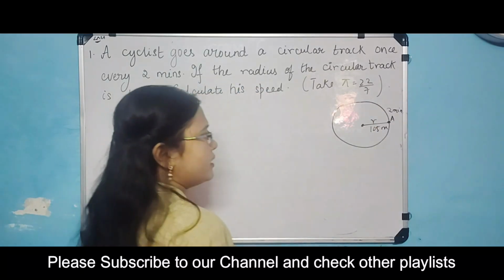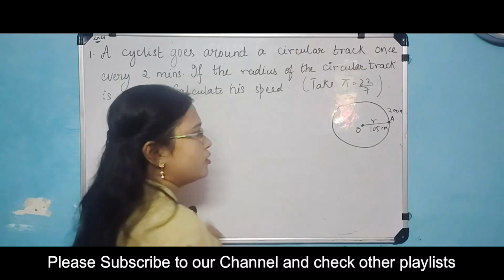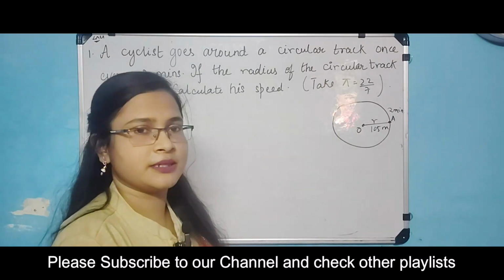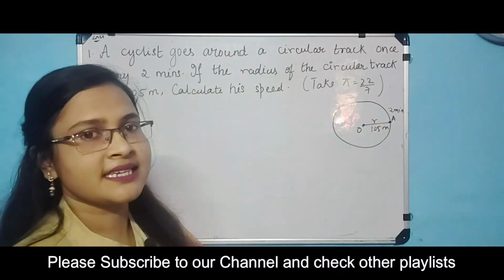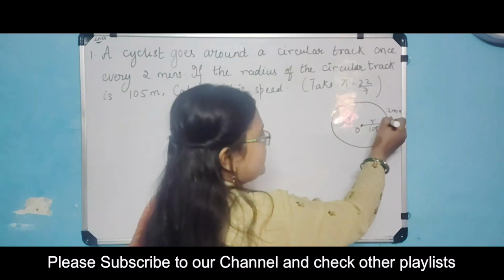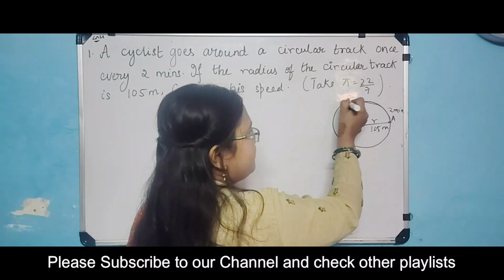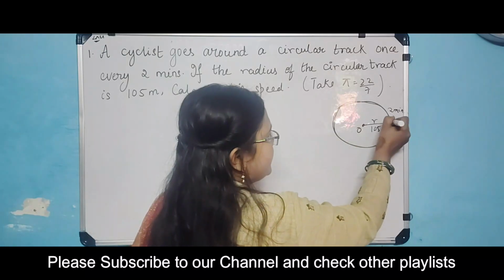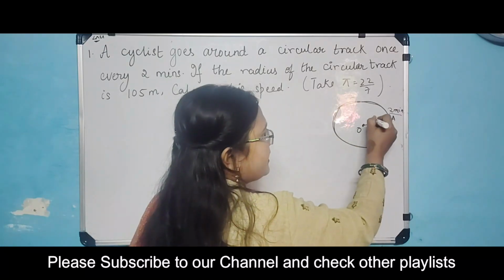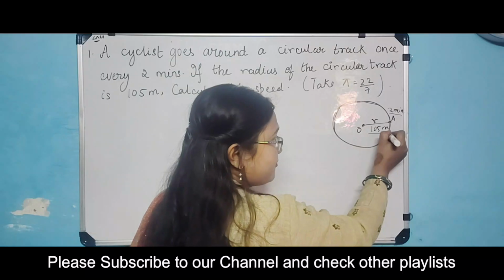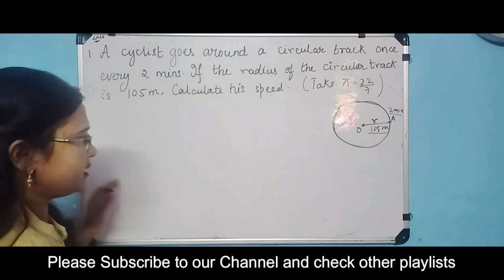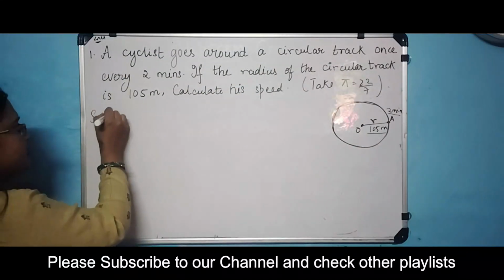So how much radius is given to us? Suppose the center is O. How much radius is given? 105 meters. So we have to find his speed. It means if the cyclist starts from point A and again comes back to point A, it takes 2 minutes, and the radius of the circular track is 105. So we have to find its speed. Let's find out. Very easy.